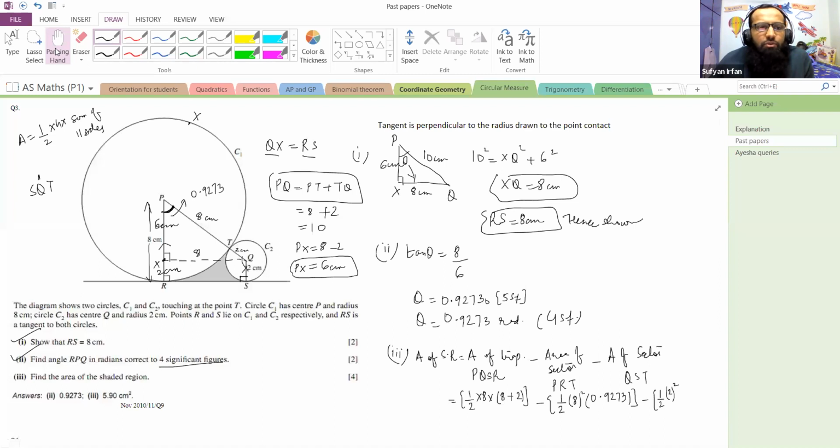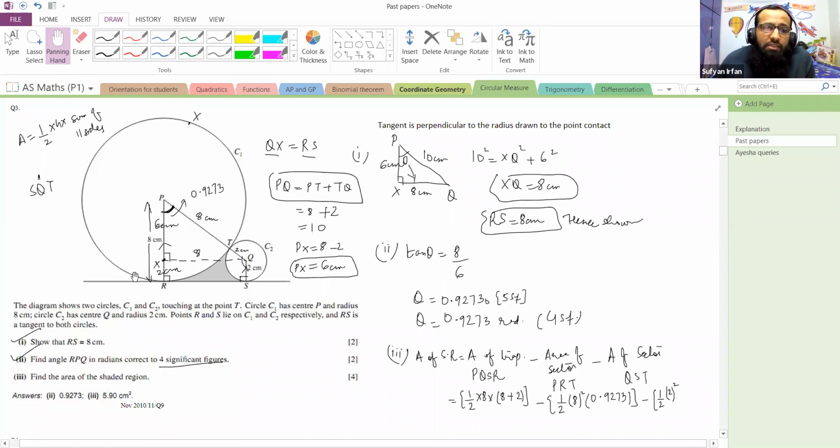We were able to find the angle XPQ in part number 2 of the question because that was asked, RPQ. But do we have SQT, the other angle of the sector? No, we don't have. So there are two possibilities. First, we can find angle XQP, this one, and add pi by 2, because 90 degrees is basically pi by 2, to find the angle Q.